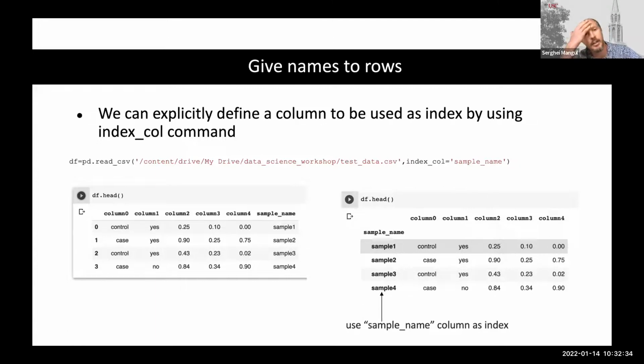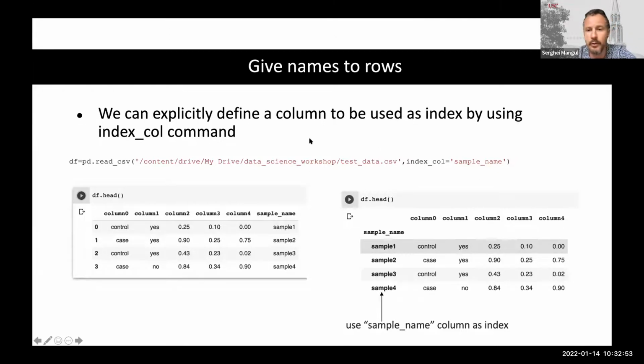And remember that discussion about whether we have a column which can serve as this index, right? In this case, it's a sample name, because all the information here is about the sample, right? That's why we can say, okay, that's a good index.